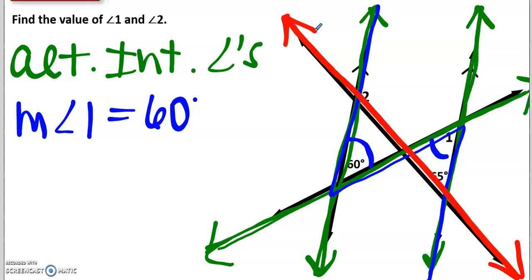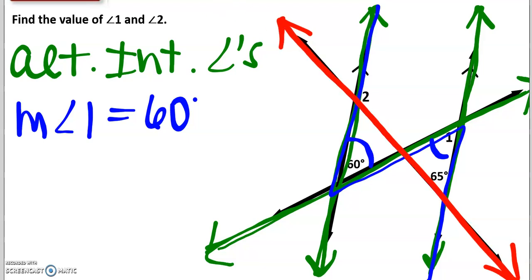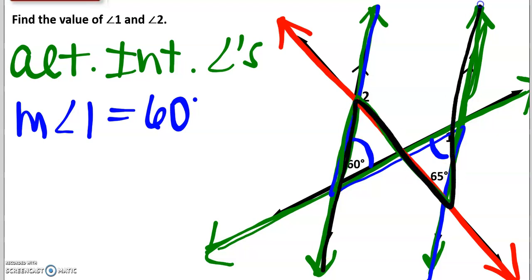And I can look at alternate interior angles again, right? And when I see that, let's highlight those alternate interior angles. And it's going to be right here. Let's find my parallel lines. We're going to go this one, and this one. See that? Here's my alternate interior angles. So now I'm working with the 65 and this angle, right? So now I know that this angle is 65.